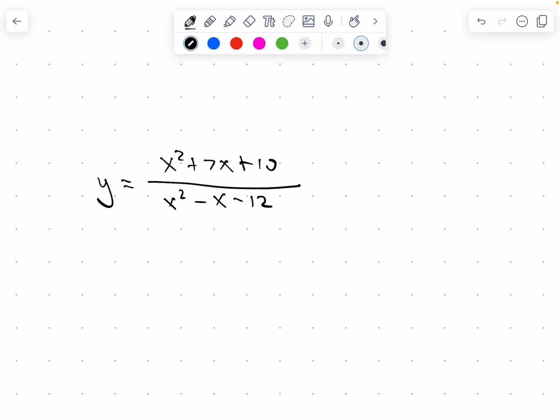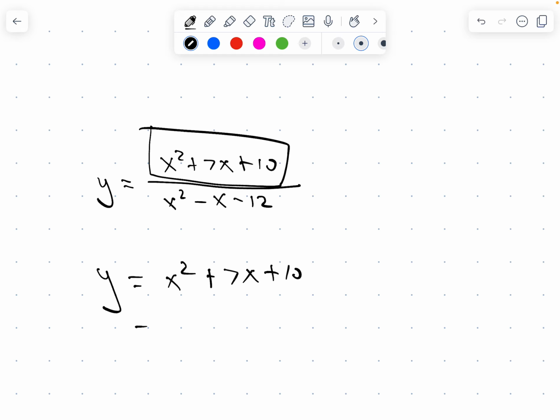So how do you graph these? Well, it's a bit of a process, but the good news is for the first part, it's just what you remember from the beginning part of the year, which is how to graph this. Now, when we graphed this, the first step was to factor it. And when we factor this, you have x plus 5, x plus 2.